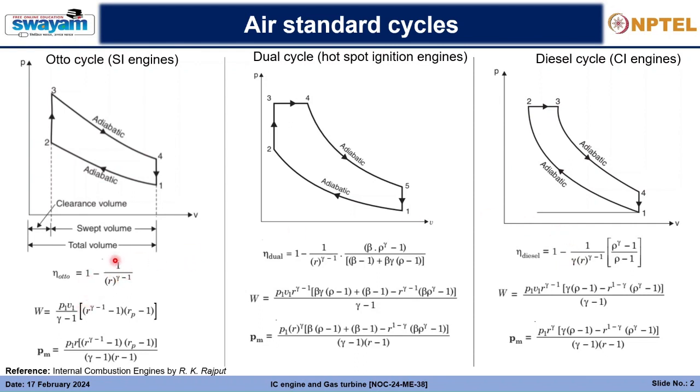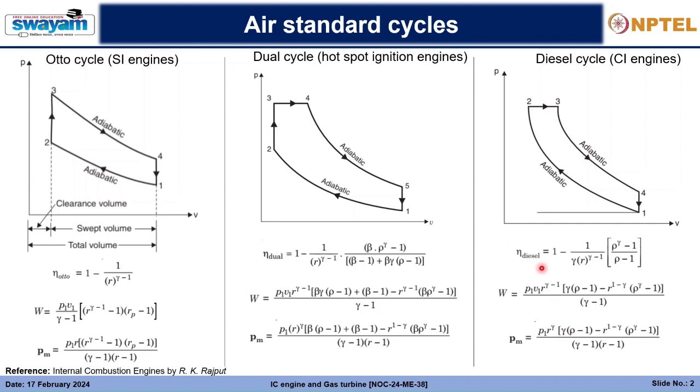And if you have the same compression ratio, then the Otto cycle always has the highest efficiency, whereas the diesel cycle has the lowest efficiency. We have seen that in our previous sessions. Then we derived the work output and the mean effective pressure. Similarly, for the diesel cycle, we have derived all these things.